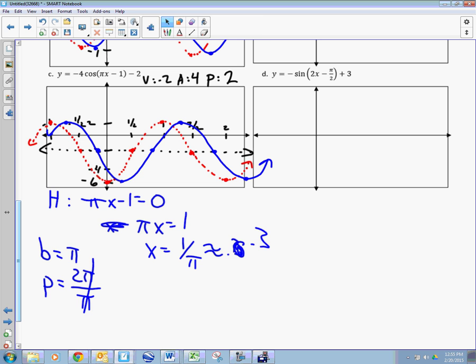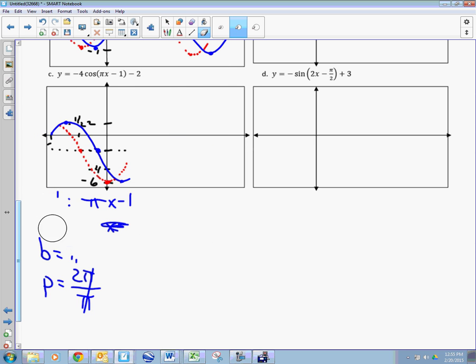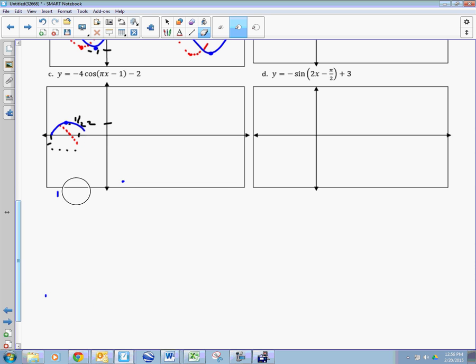Anything else? Okay, last one. Here we go. Vertical shift 3. Is it making sense to you guys why we're doing the vertical shift first? Okay, so vertical shift is 3. Amplitude is 1. So what's going to be my maximum? 4. And what's going to be my minimum? 2. I go 1 up from 3 and 1 down from 3.